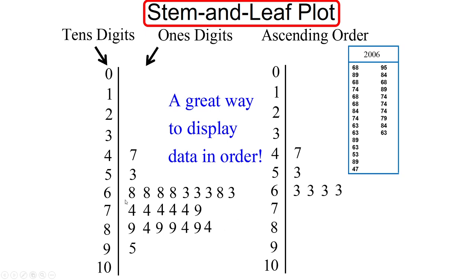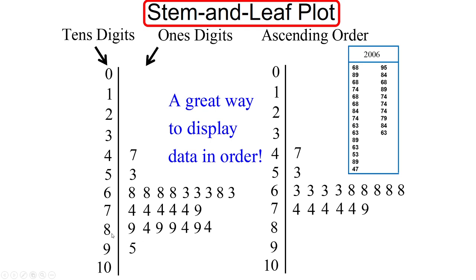And then how many 68s do I have? 1, 2, 3, 4, 5 68s. So I need 5 8s. Now, do you see how it's in order? That's nice. And then look at my 70s are already in order. So I have my 1, 2, 3, 4, 5 74s and 1 79.